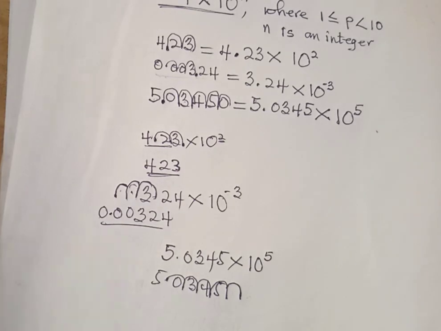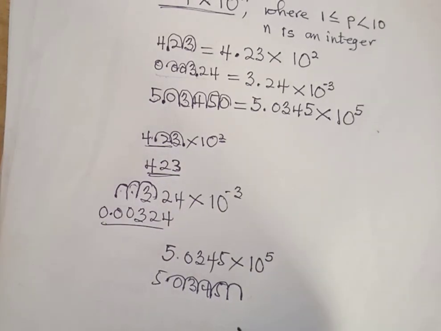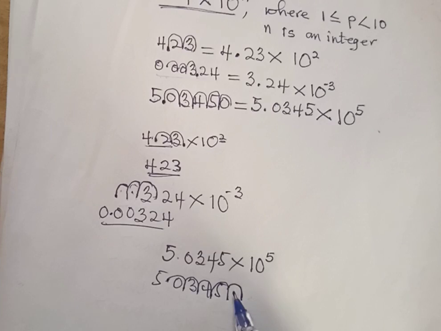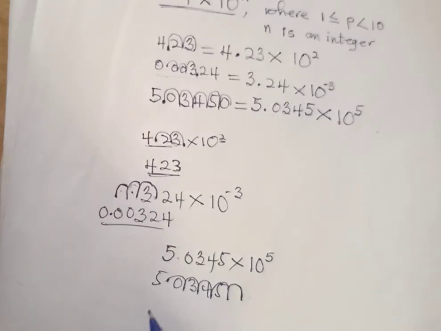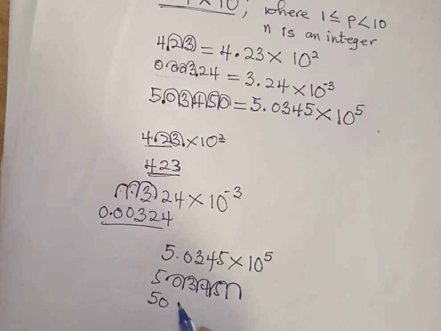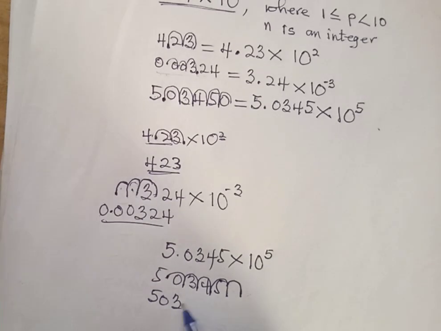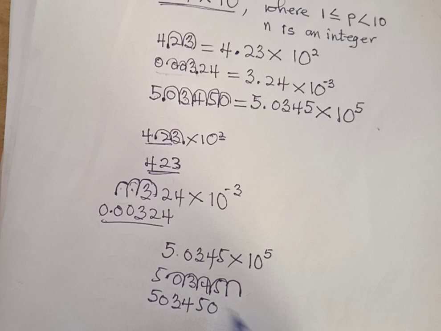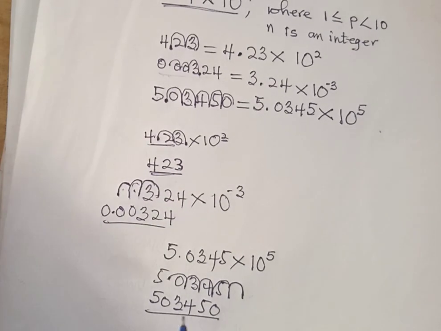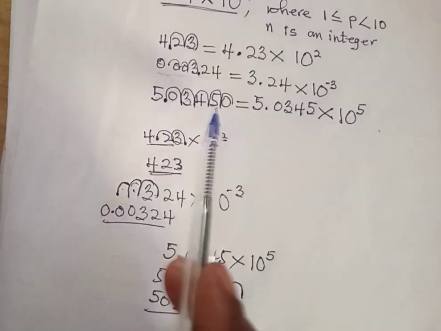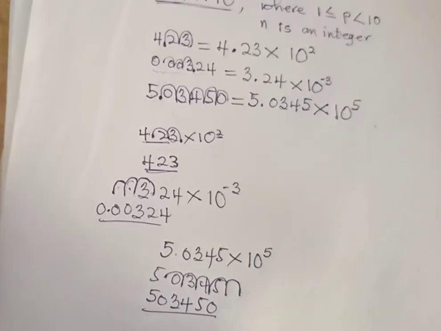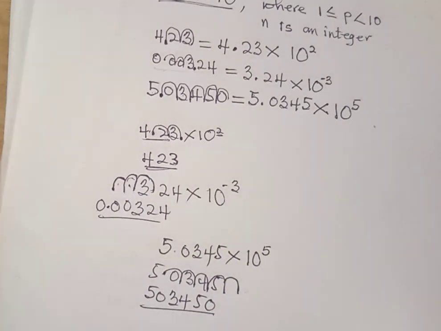So what do you do? I say when there is no number, you replace that empty space with what? 0. So I'll write my 5, 0, 3, 4, 5, then I'll add my 0, then it ends here. So you realize that when you do that, it is going to give you the exact number. So that is how we write numbers in the standard form, and how we can also reverse it.